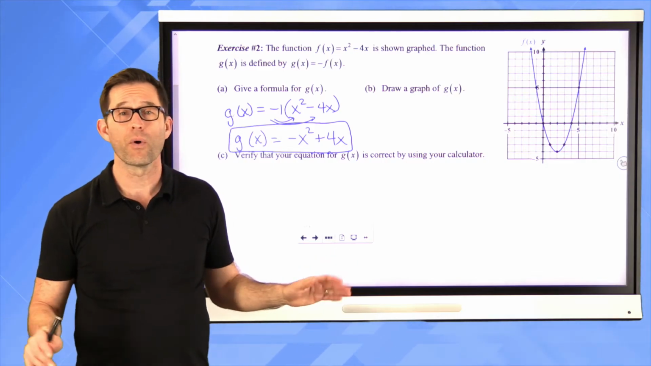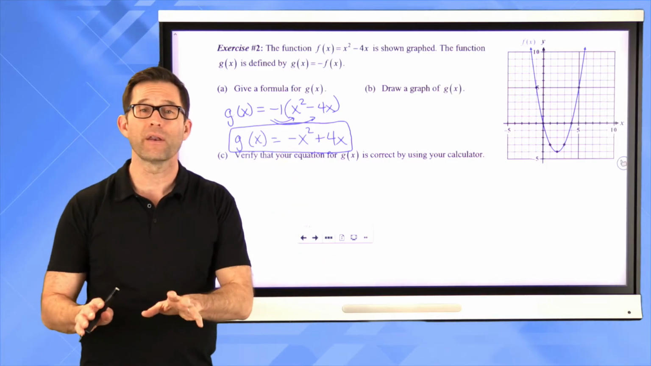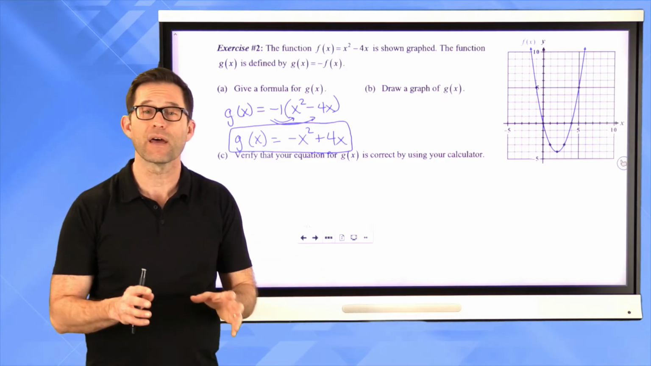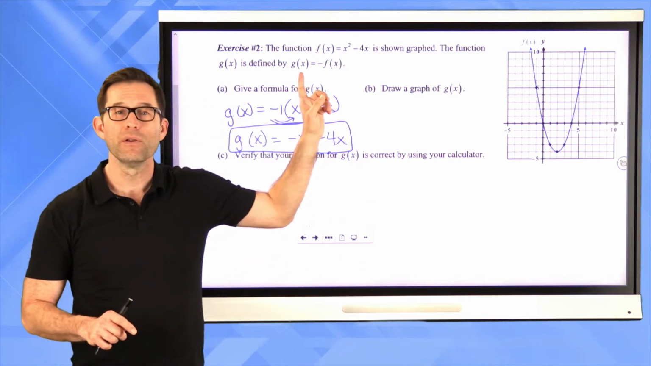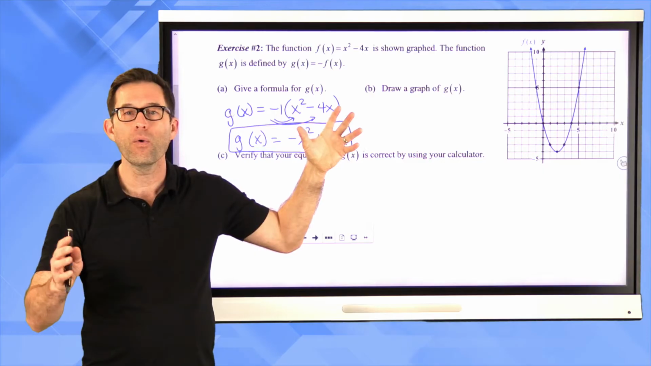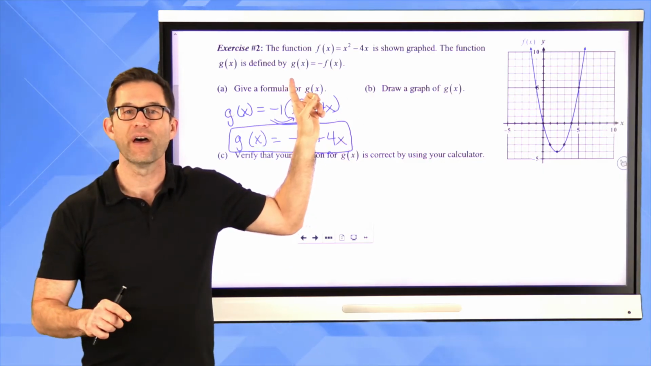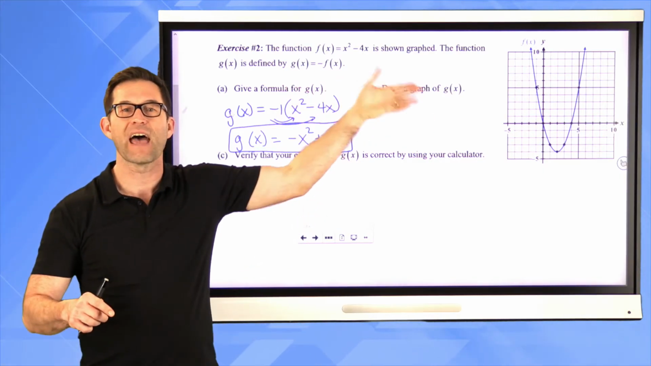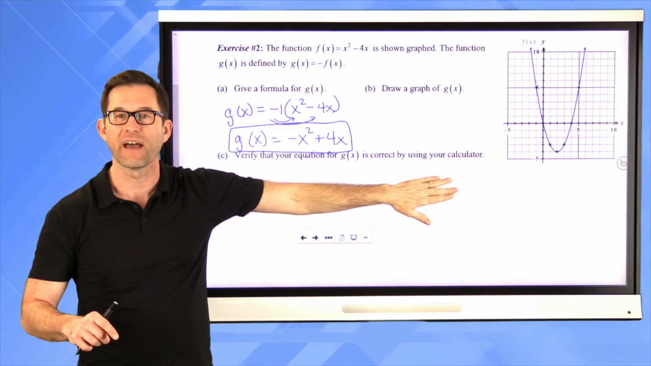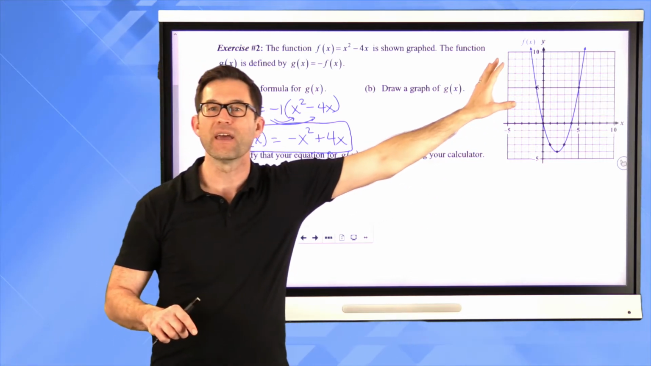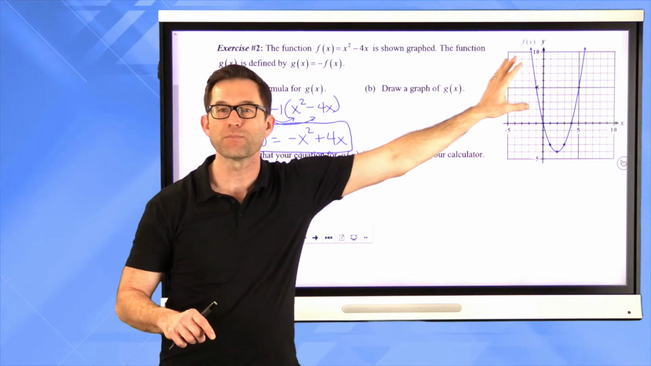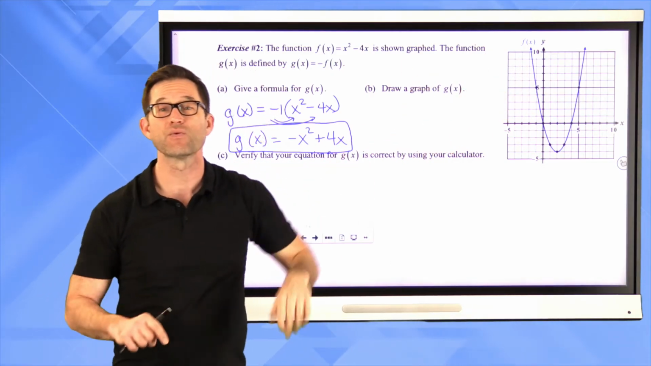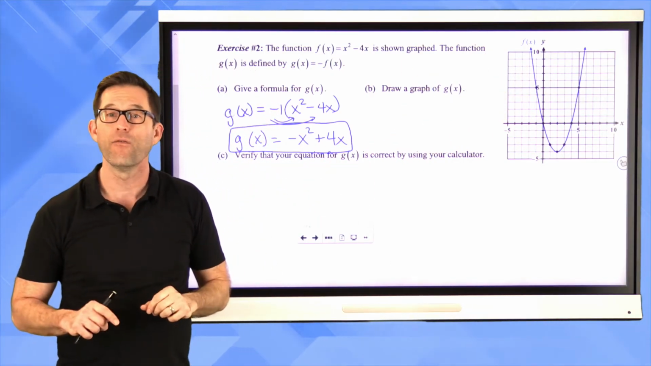Now, don't get me wrong, we could totally take this formula, plug it in our calculator, get a table of values, etc., except we want to be able to look at this definition and go, oh, okay, that means the graph of g of x is just going to be the graph of f of x after it's been flipped across the x-axis. So what I want to do is take every important point on this particular parabola and change its y value to be the opposite of what I see there.